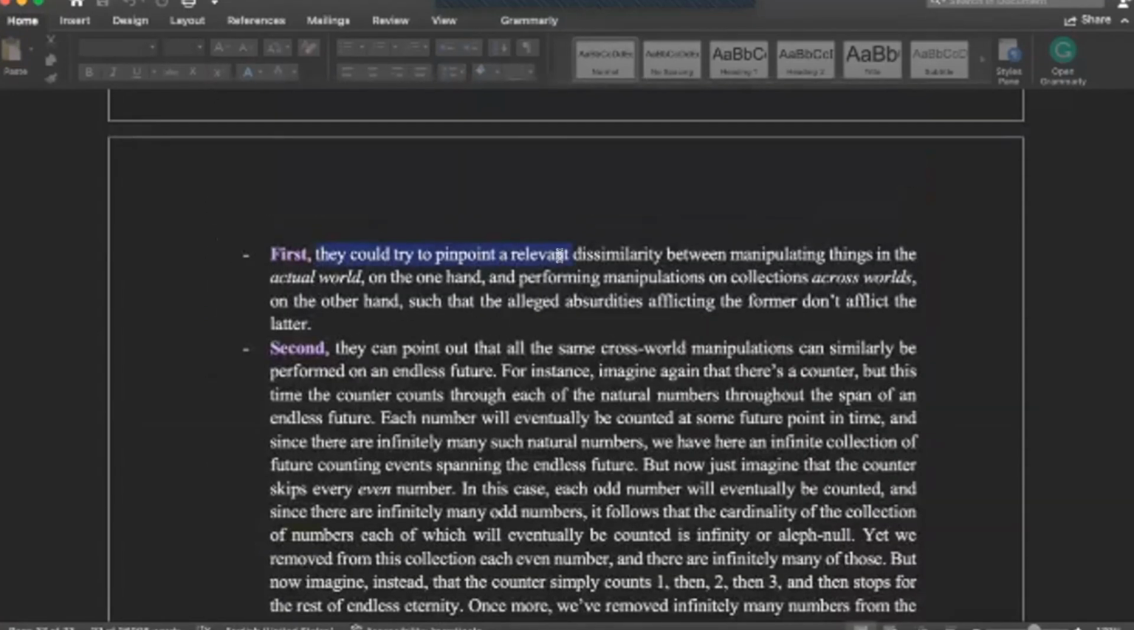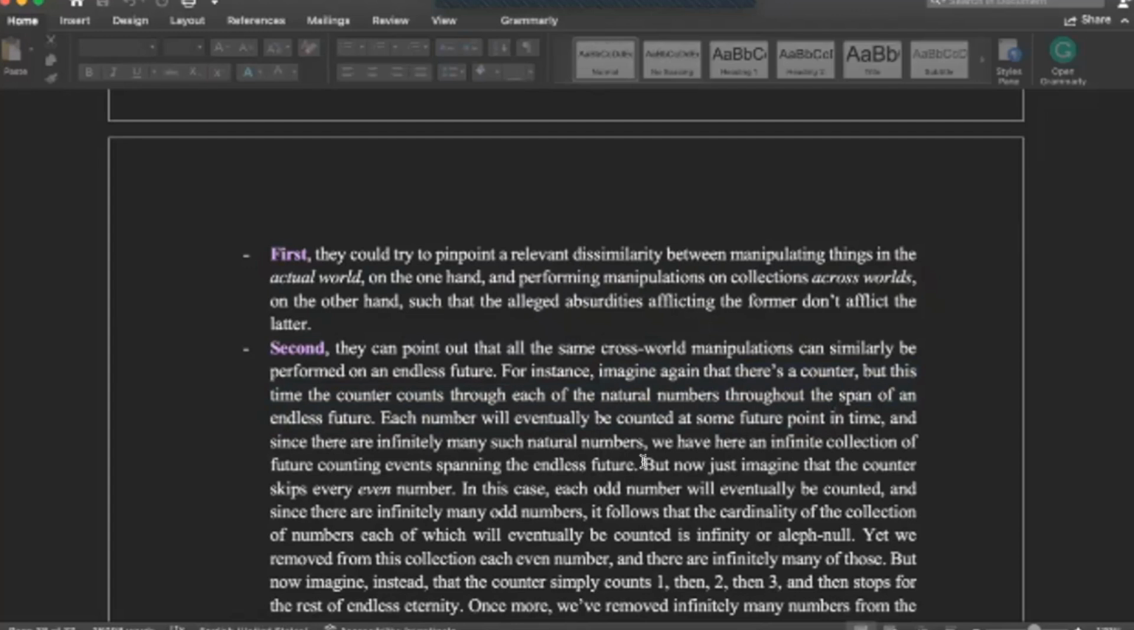First, they could try to pinpoint some relevant dissimilarity between manipulating things in the actual world on the one hand and performing quote-unquote manipulations on collections across worlds on the other hand, such that the alleged absurdities afflicting the former don't afflict the latter. Second, they can point out that all the same cross-world manipulations can similarly be performed on an endless future. For instance, imagine again that there's a counter, but this time the counter counts through each of the natural numbers throughout the span of an endless future. Each number will eventually be counted at some future point in time, and since there are infinitely many such natural numbers, we have here an infinite collection of future counting events spanning the endless future.